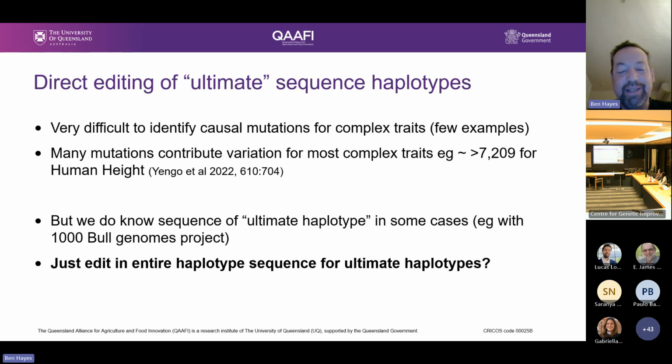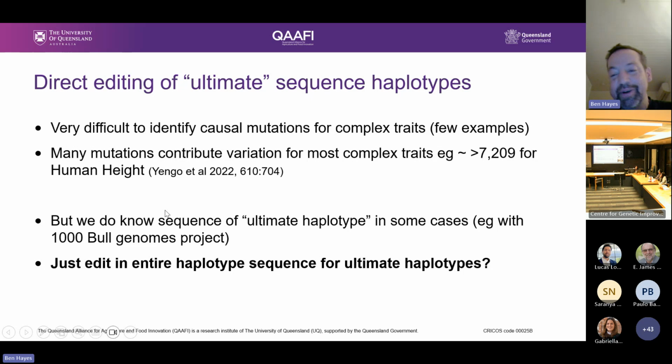The other complication is for a trait like milk yield, there's many, many mutations affecting that trait. To use another complex trait as an example, the trait that's been most dissected, I guess, in most detail is human height. And there, the best evidence is there are about 7,000 mutations affecting that trait. So we'd have to do 7,000 edits across the genome.